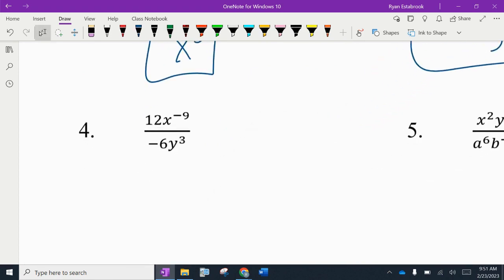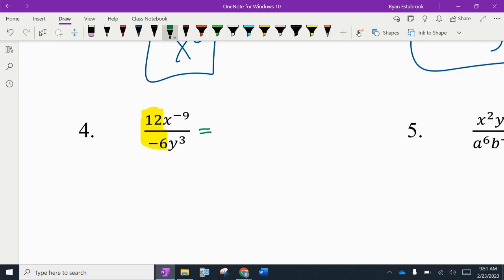Number 4. Same idea. But I'm noticing something right away in this one. There's a 12 over negative 6. Those are different bases. However, we're still talking fractions here. We're still looking at dividing and simplifying and so forth. What goes into both 12 and negative 6? I can divide them both by 2.